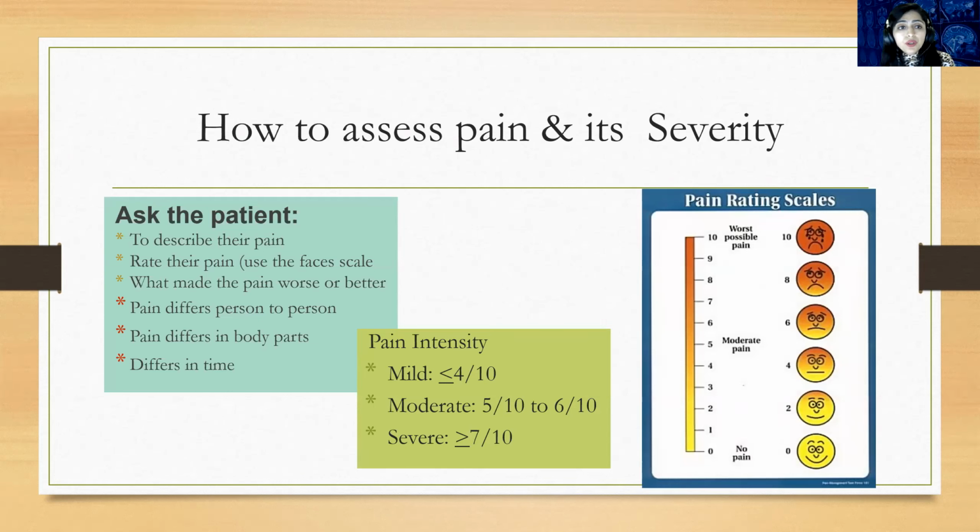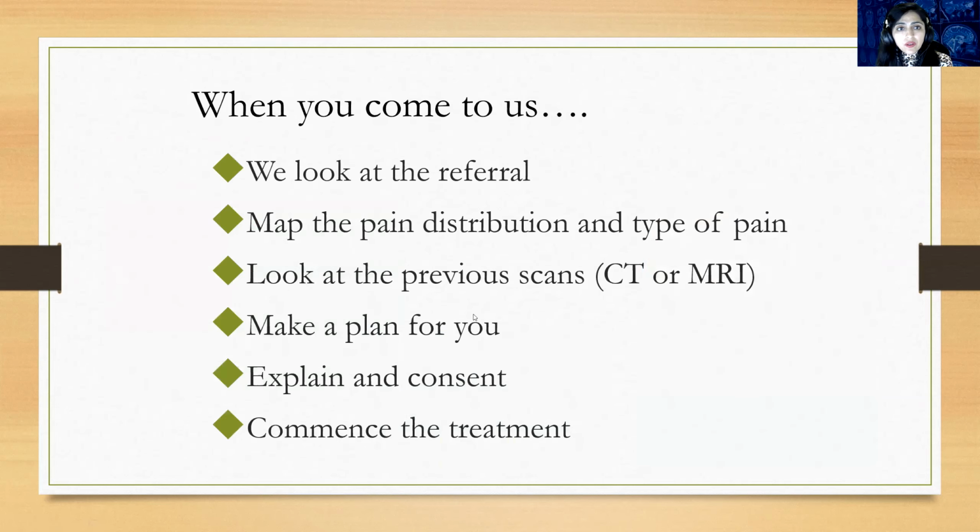Okay, so what we do when a patient comes to us for spinal injection, we assess the pain and its severity, and we ask the patient, if you grade your pain out of 10, what grade would you give? So mild is 4 or less, moderate is 5 or 6, and severe is 7 to 10. And we ask all these questions from the patient.